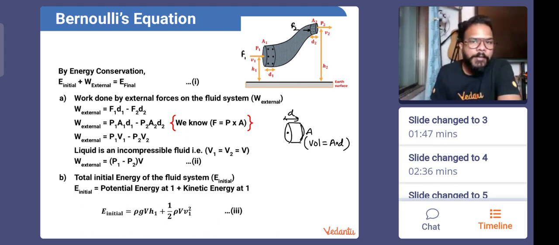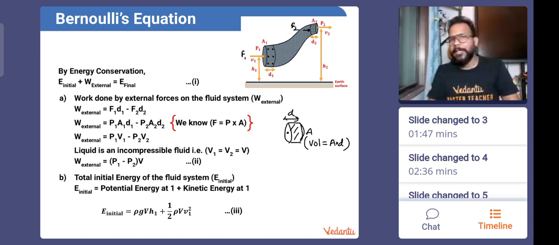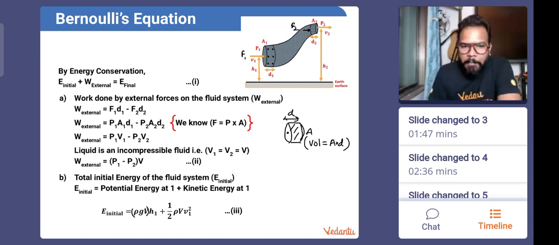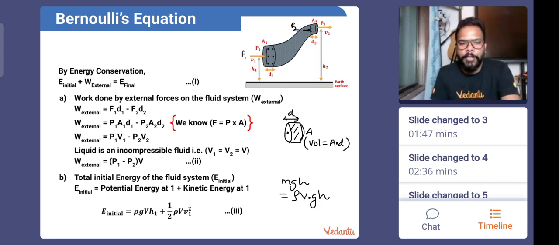Let's try to write down the amount of energy which this chunk of liquid has, which has traveled a distance d1, this small cylindrical volume that we are talking about. Let's talk about the energy which it possesses. Obviously it will have potential energy and kinetic energy. We are studying mechanics, so two types of energy only. When we write the value of potential energy, it is mass into g into h. Mass I can write as density into volume, so it is rho into g into V into h1.